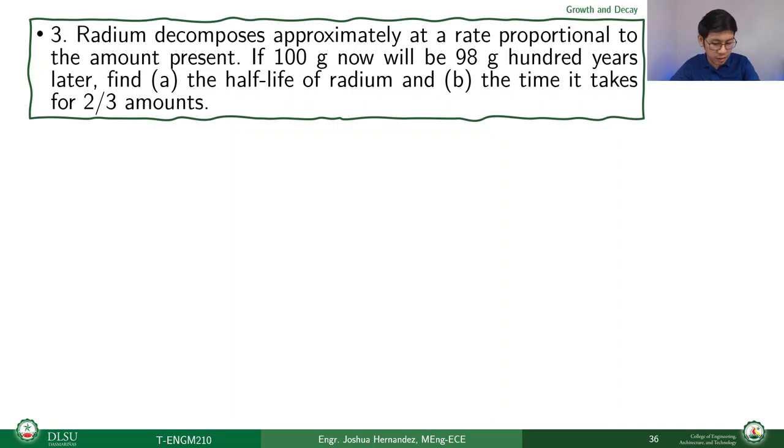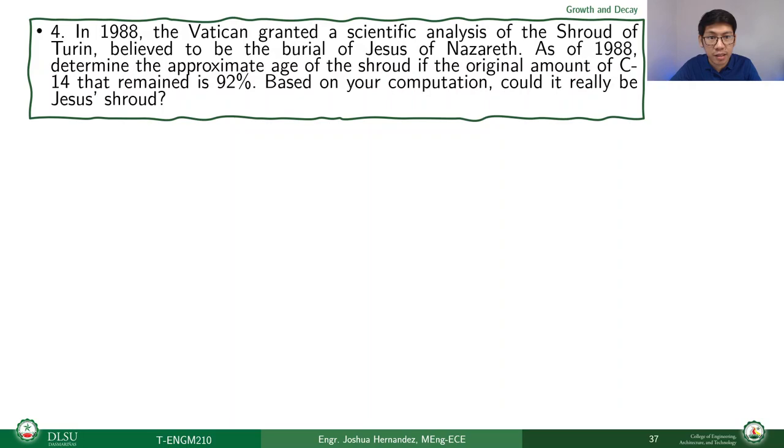So far, okay naman. Hope nakakasunod. You can pause back and return if you feel na you missed out something. Here's a very interesting question that I have for you. May a bit scientific and history attached to it. So the problem is, in 1988, the Vatican granted a scientific analysis of the Shroud of Turin, believed to be the burial cloth of Jesus of Nazareth. As of 1988, using that year as a reference, determine the approximate age of the shroud.